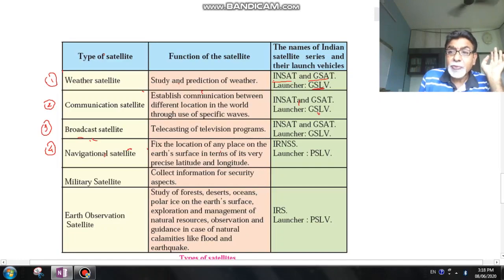नाऊ दिस व्हेरी इम्पॉर्टंट. याचा वापर करतो आपण टू फिक्स अ लोकेशन ऑफ अ प्लेस ऑन द अर्थ सरफेस इन टर्म्स ऑफ इट्स व्हेरी प्रिसाइज लॅटिट्यूड अँड लॉन्जिट्यूड. आपण अक्षांश, रेखांश जो प्रकार म्हणतो, जे तुमचे GPS सिस्टीम जे आहे, GPS जे आहे ते हेच आहे. आपल्या मोबाईलमध्ये जे GPS आहे, इट इज दॅट ओनली. दॅट इज डन बाय मीन्स ऑफ नॅव्हिगेशनल सॅटेलाइट.